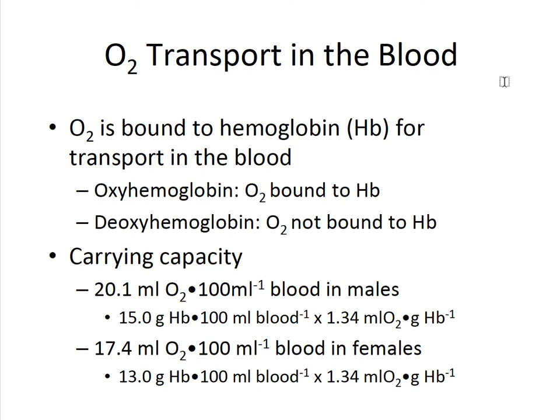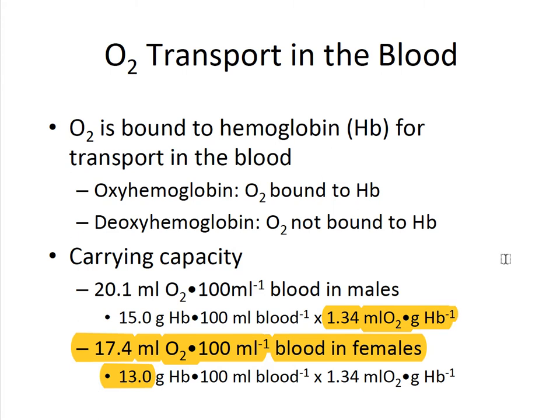So what is the carrying capacity of hemoglobin in the blood? A constant that you should remember, and it's the same constant for males and for females, is 1.34. That means that each gram of hemoglobin will carry 1.34 mils of oxygen. And here it is for females as well. So that's a good constant to remember.